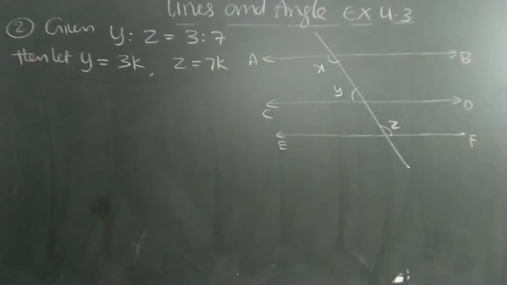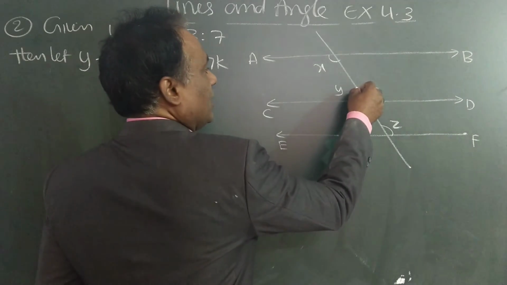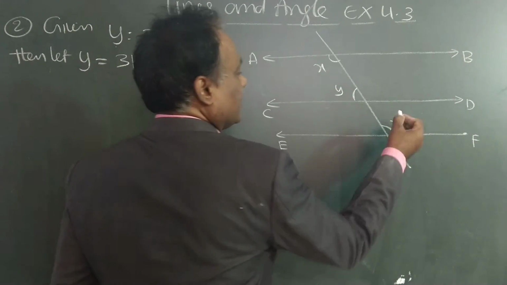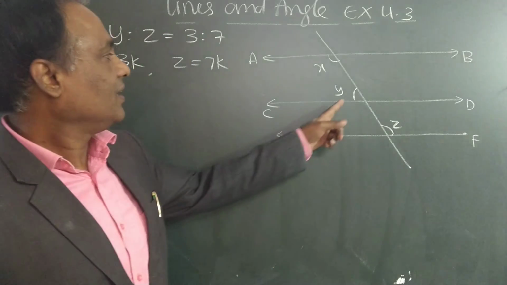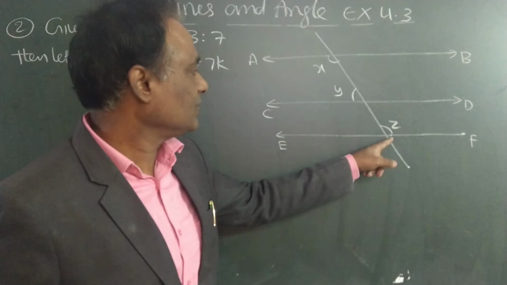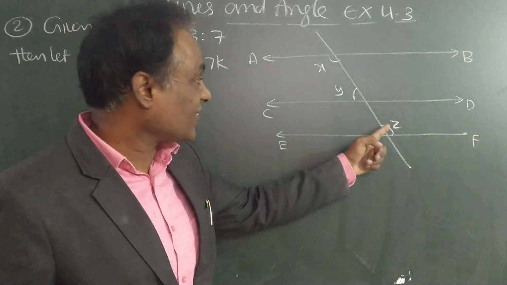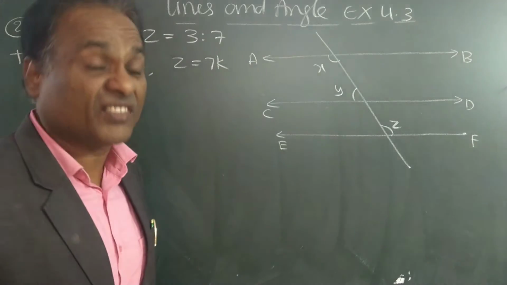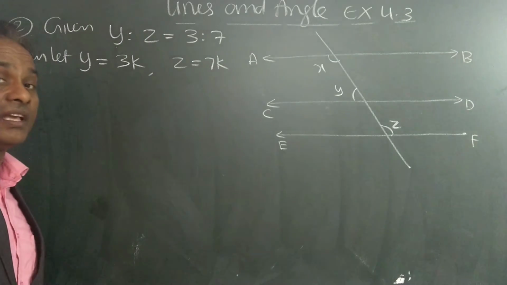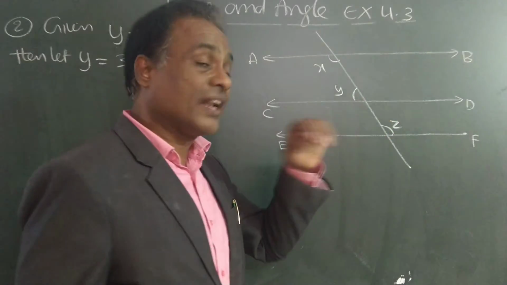See here, angle y plus angle z are on opposite sides of the transversal. One is exterior, one is interior. So this sum is 180 degrees. They are supplementary. I gave the notes in the last class. The sum of these two angles is 180.